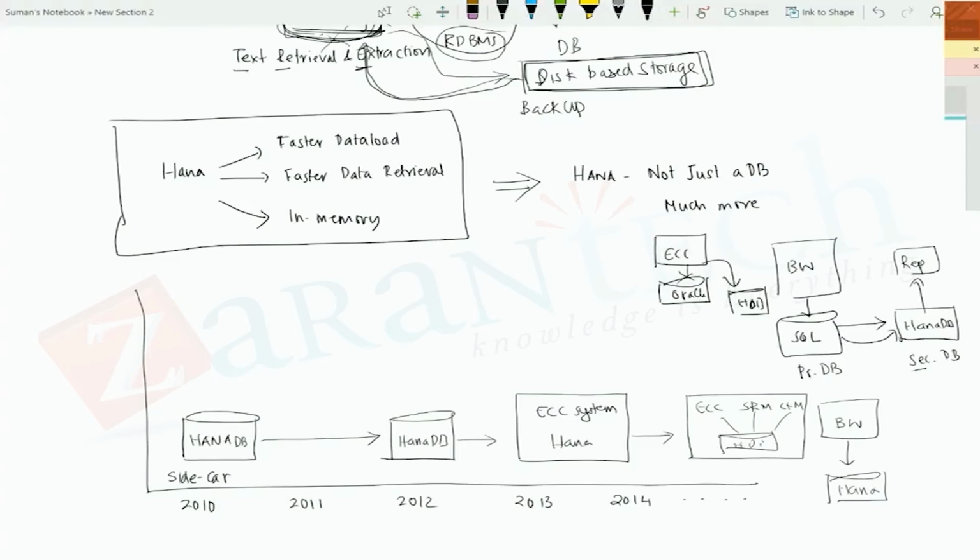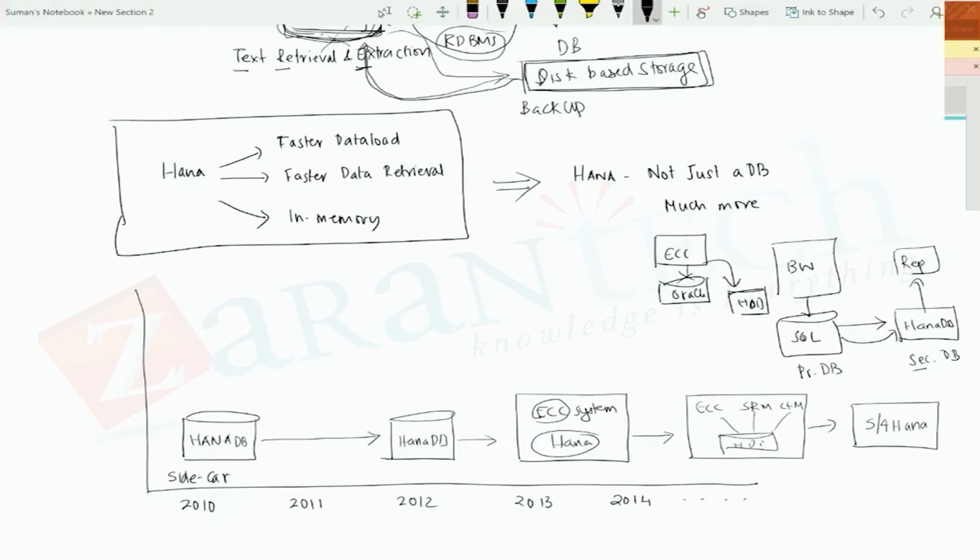And then now SAP is slowly realizing that I see much more benefits of this SAP HANA. Why do we have a separate ECC system and a separate HANA system? Let's combine the functionality and bring a product called S/4HANA.